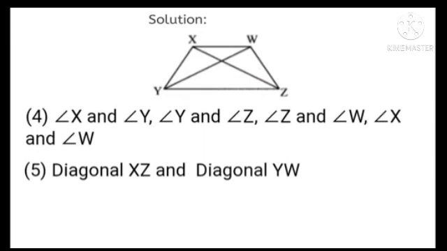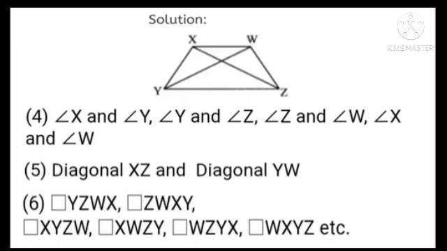And last, we have to write the name of the quadrilateral in different ways. There are 8 possible ways. We'll write a few. Quadrilateral, we start with Y: quadrilateral YZWX. Second, quadrilateral ZWXY. Third, quadrilateral XYZW. Fourth, quadrilateral XWZY.